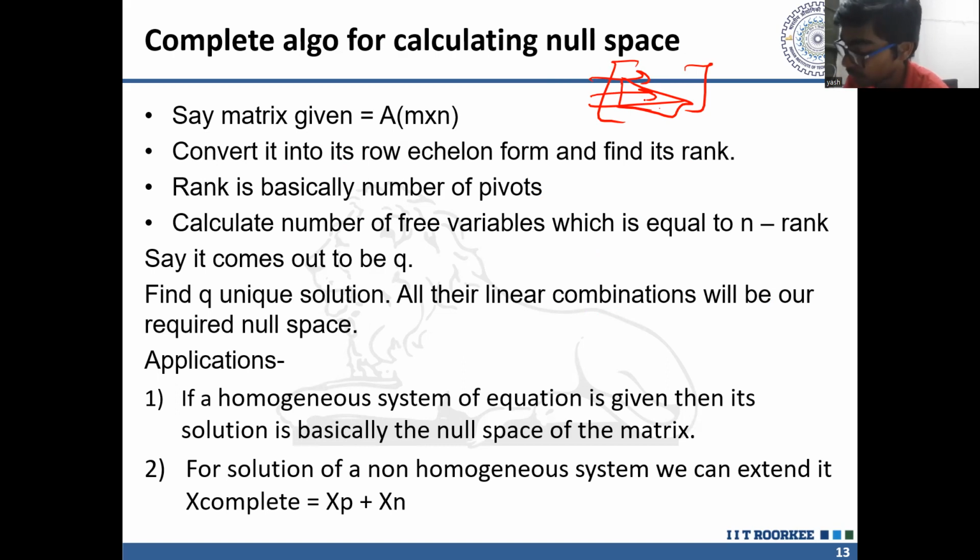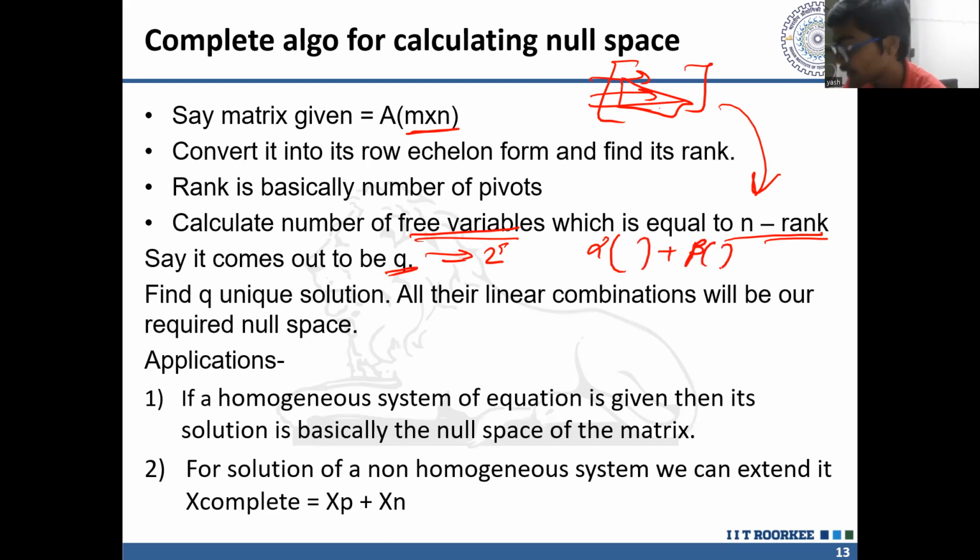Now we define a term, the number of free variables q, which is equal to n, the number of columns, minus the rank. A is m cross n. Here n is the number of columns, and the rank we get from above. So we can get the number of free variables. Now what we need to do is find q unique solutions and all their linear combinations. Say q comes out to be 2, so we have to find 2 unique solutions, and all their linear combinations will give us the whole null space. That is the algorithm for finding the null space.